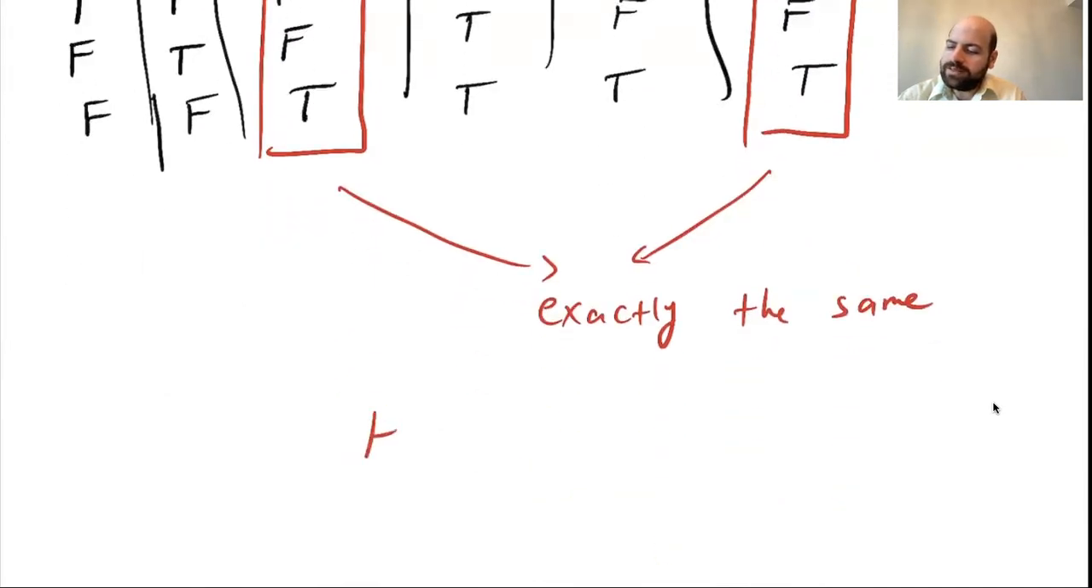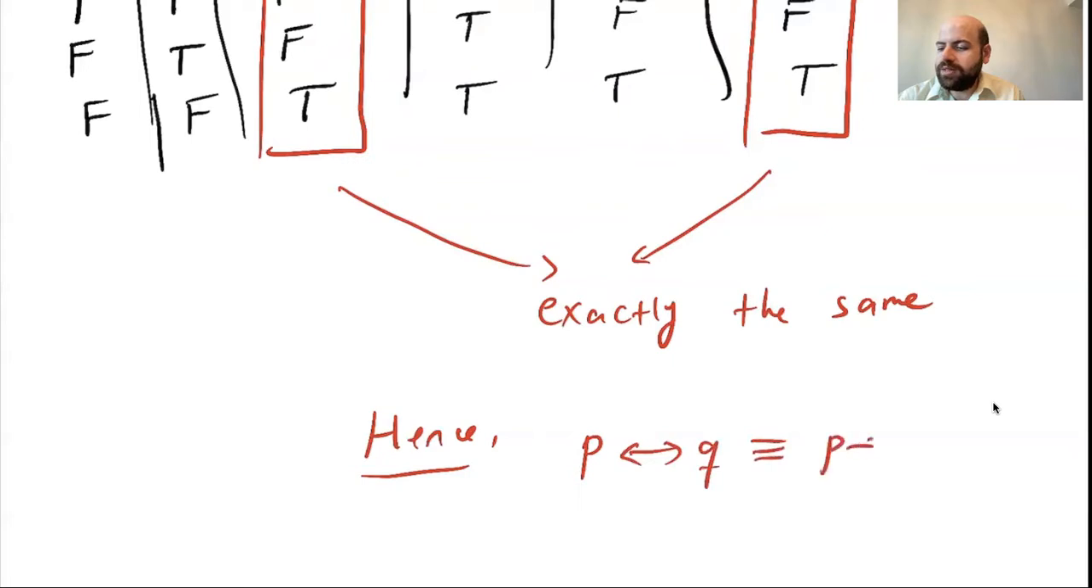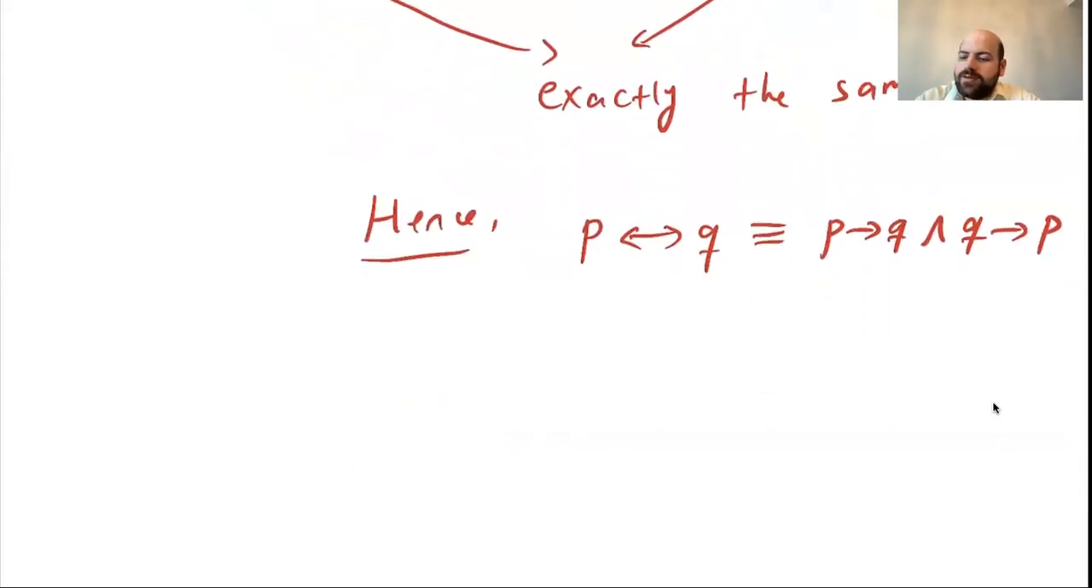So hence, we can say that P if and only if Q is logically equivalent with P implies Q, conjunction Q implies P. Okay, let's look at an example.